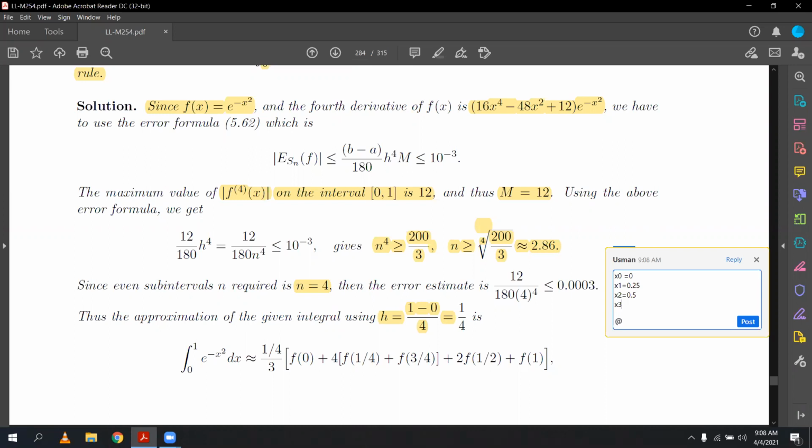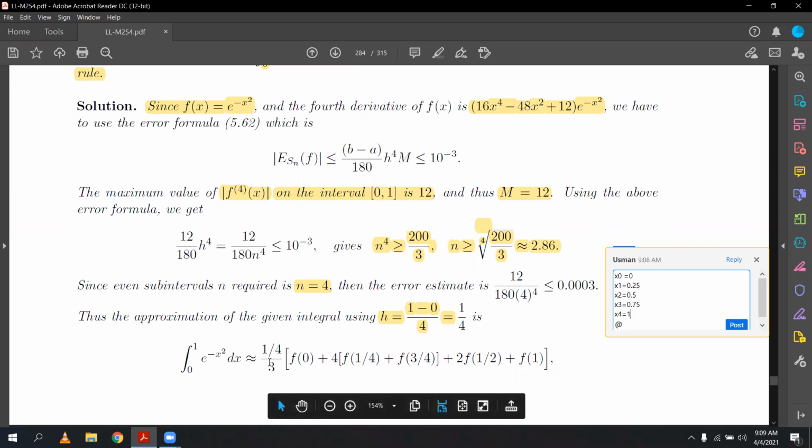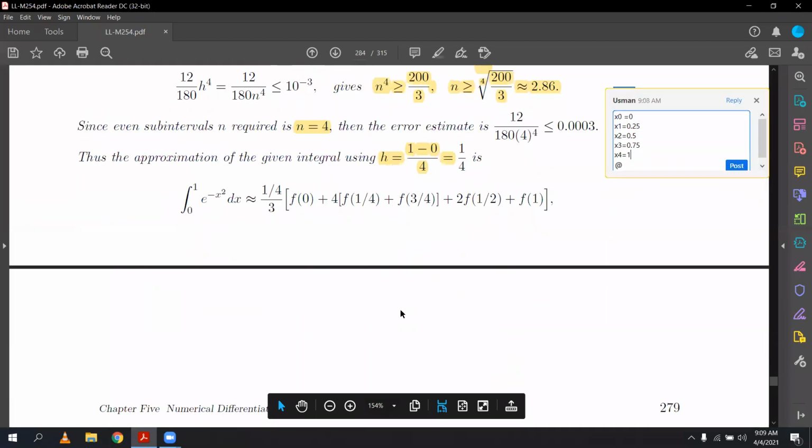0.5. X3 equals what? 0.75. And X4 is equal to what? 1. And now we know the formula: h by 3, 1 by 4 by 3. The value of the function at the first point and the last point should be multiplied by 1. The middle ones, the odd points, how many odd points do we have? X1 and X3. Odd points should be multiplied by 4. And even points, we have only one, X2, which is multiplied by 2. And that's the formula we have here.